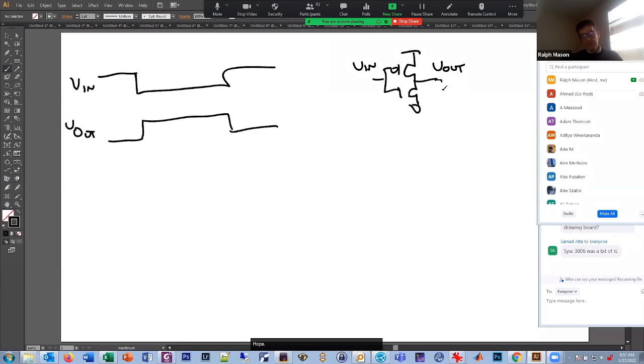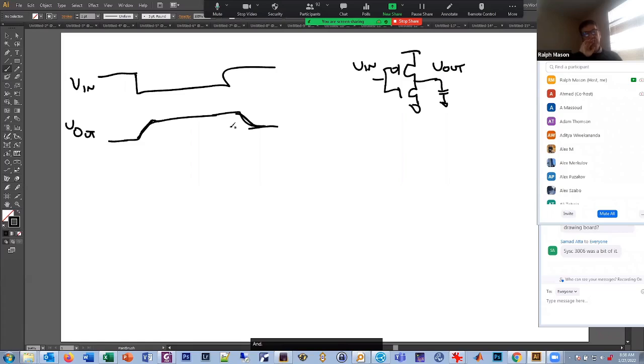I'm gonna put a capacitance on here. So in real life, it takes some time to charge up that capacitance, right? So it would look more like this. And I'm going to approximate this. It's got this exponential shape, but I'm just going to approximate it by this straight line. Okay.